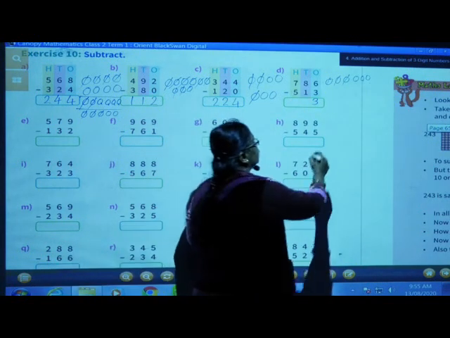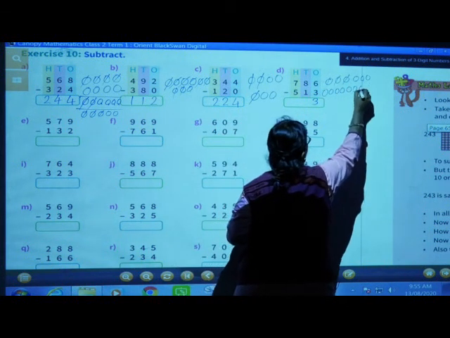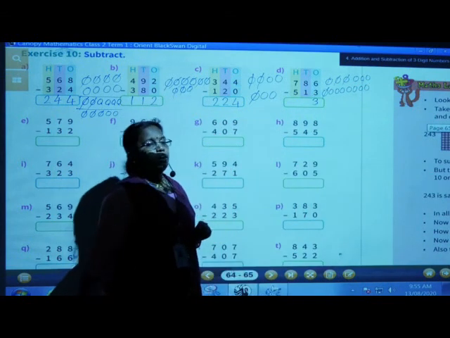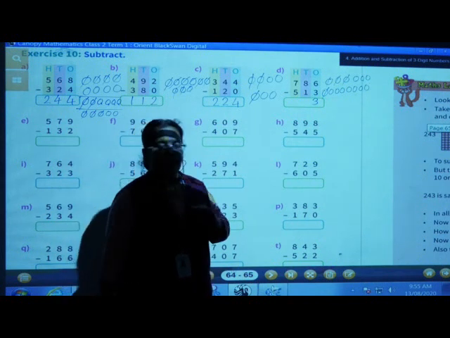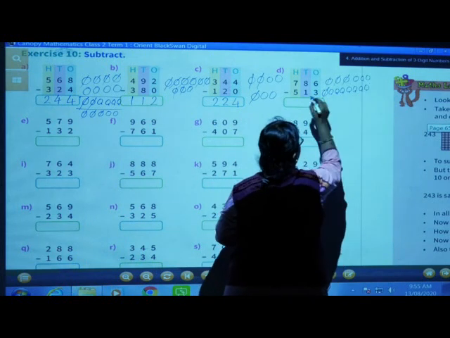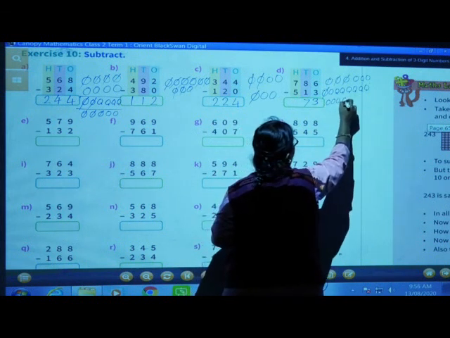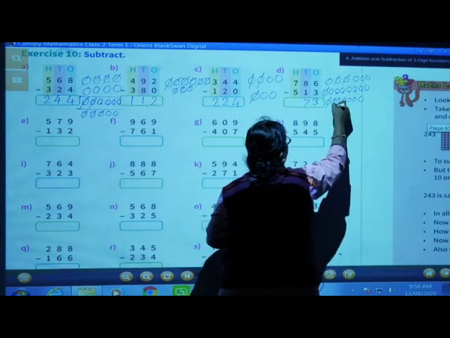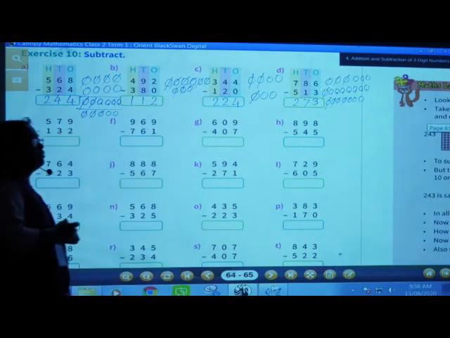Now 8: 1, 2, 3, 4, 5, 6, 7, 8. 8 minus 1, you will cut only 1. From 8, you will cut 1. How many are remaining? Correct, 7. Then 7 minus 5. 1, 2, 3, 4, 5, 6, 7. Cut 1, 2, 3, 4, 5. 2 remain. This way you will do.